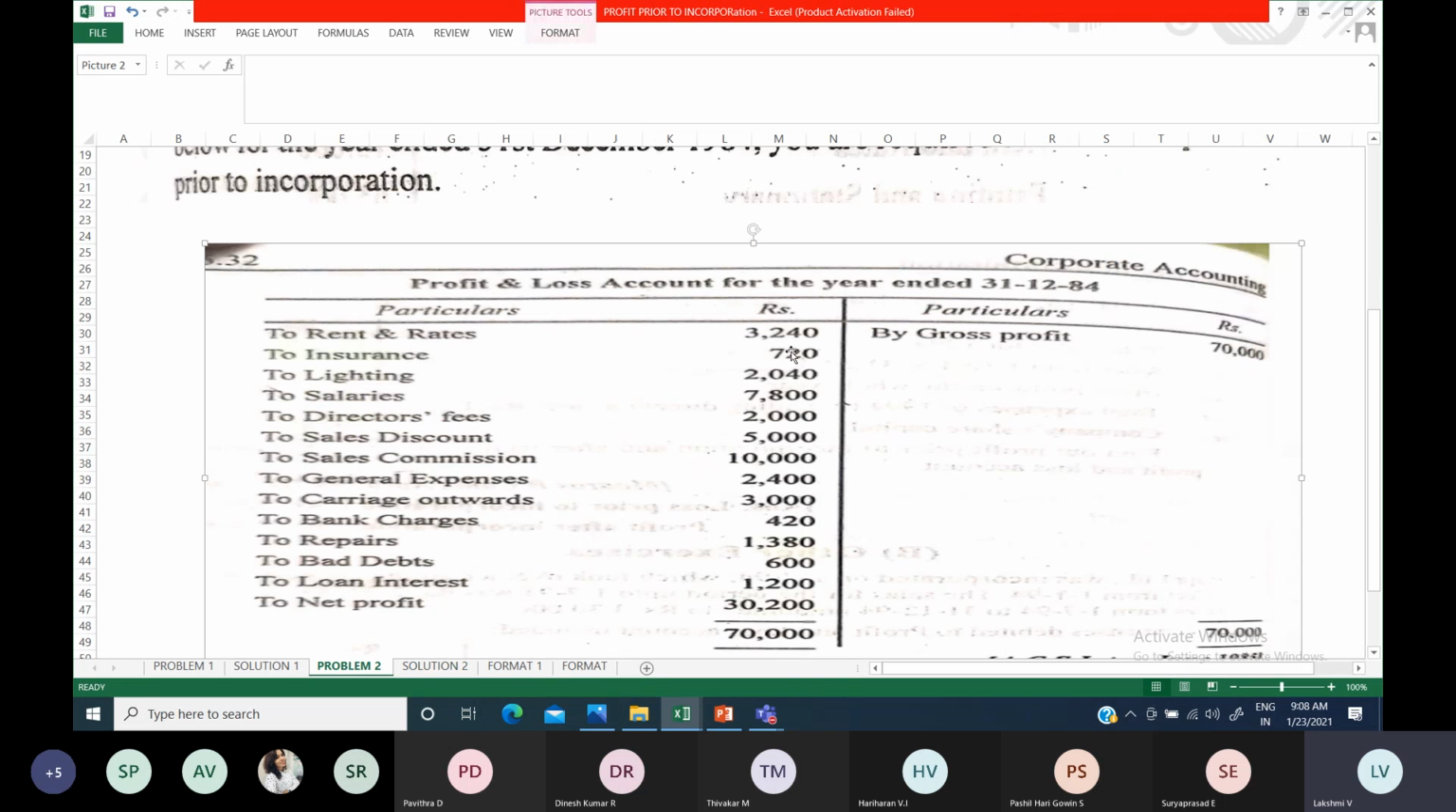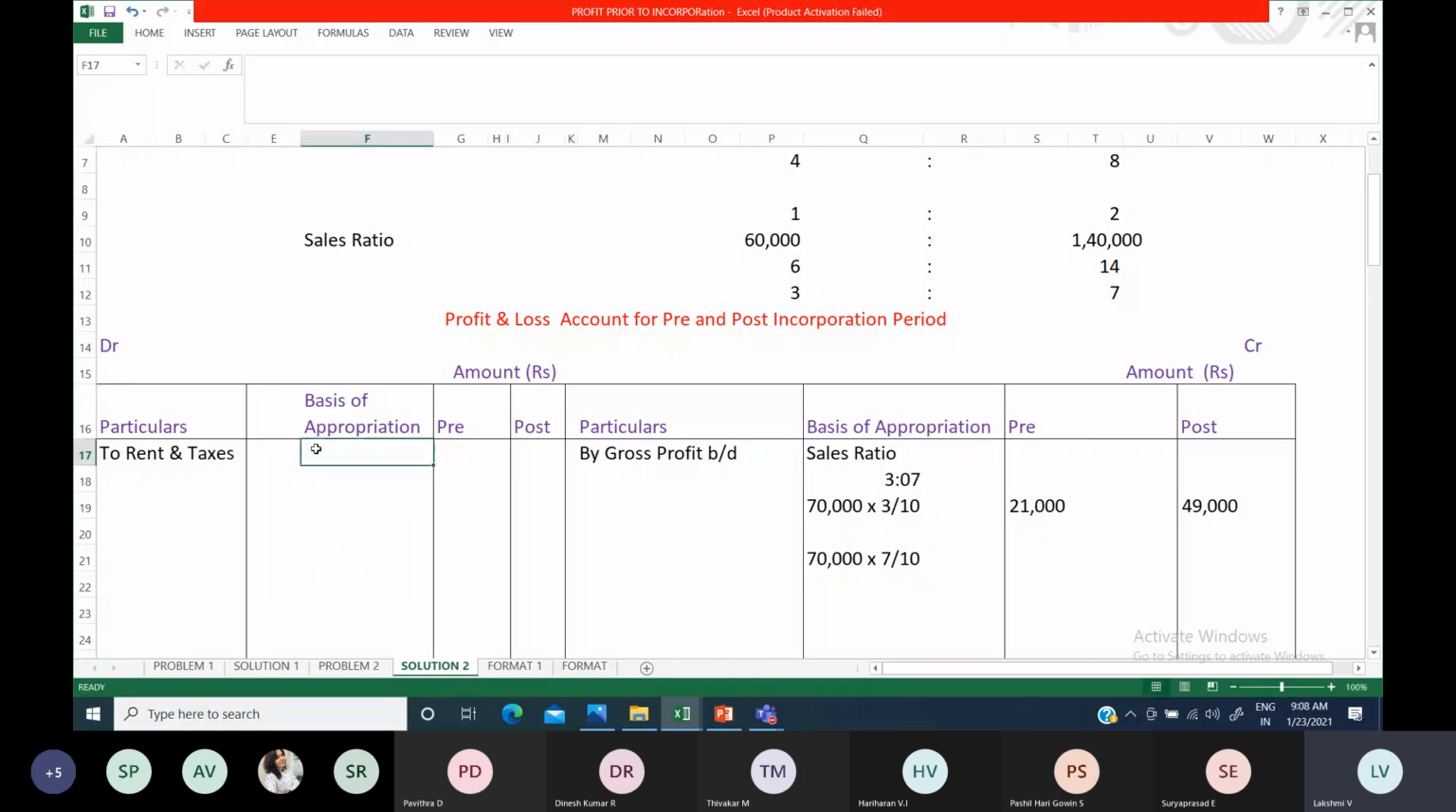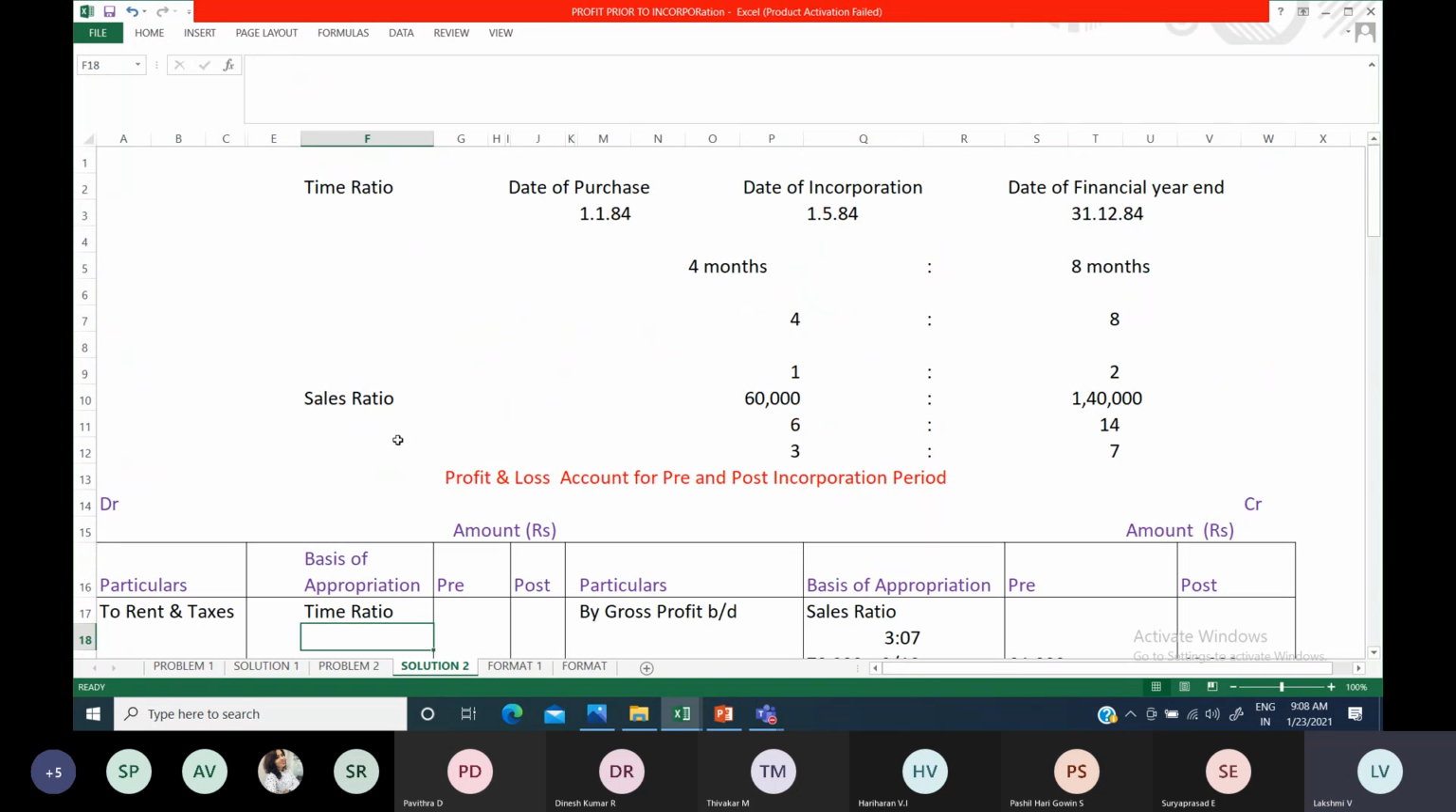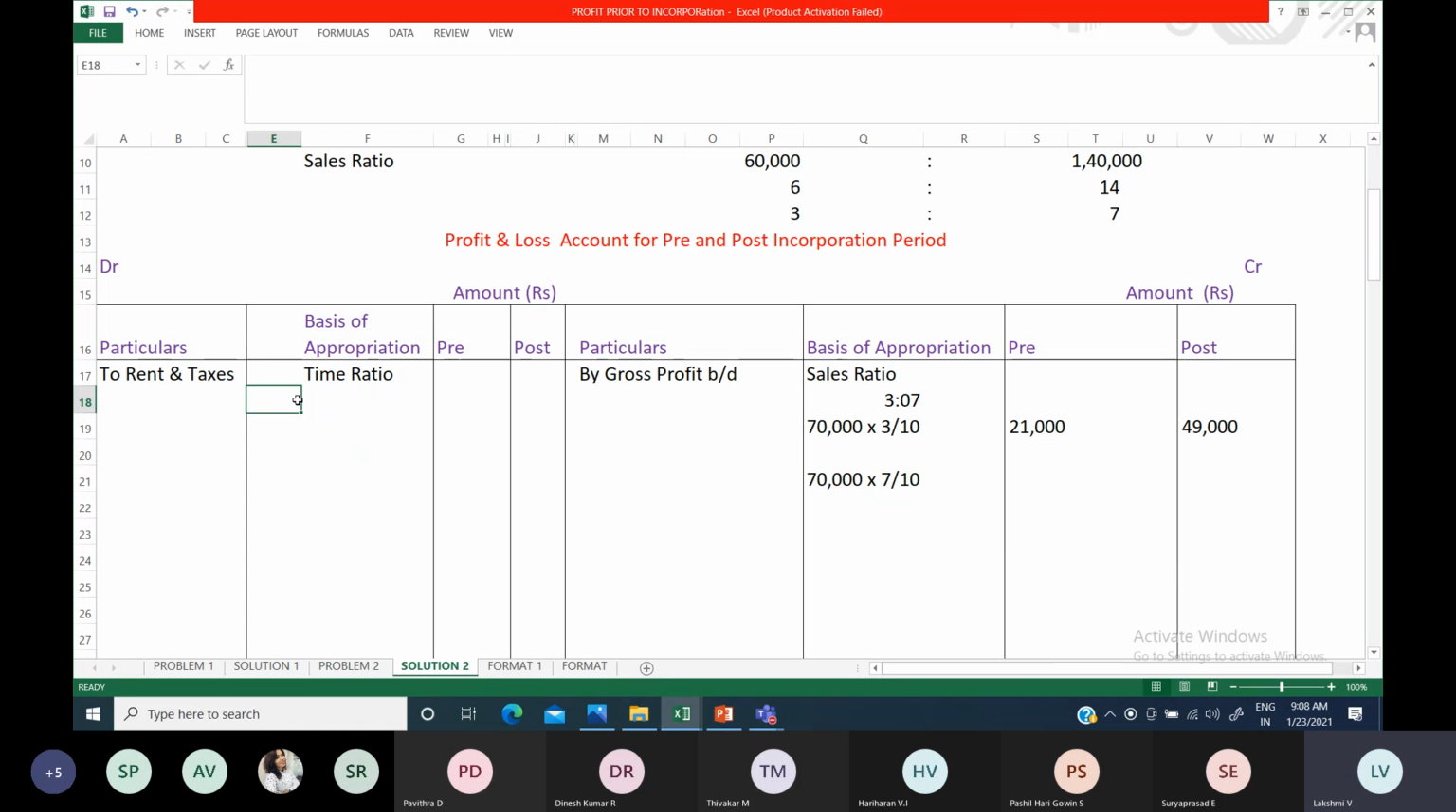So rent and rates, if you see, 3,240. It has to be done based upon time ratio. So you have to mention the time ratio. Already we calculated 4:8, that is 1:2. So 1:2 you have to mention here. So 3,240 you have to do based upon this.